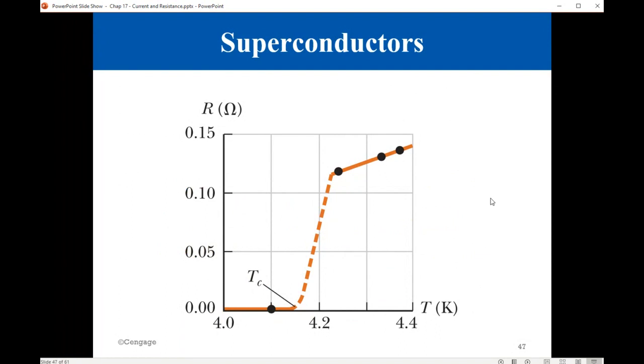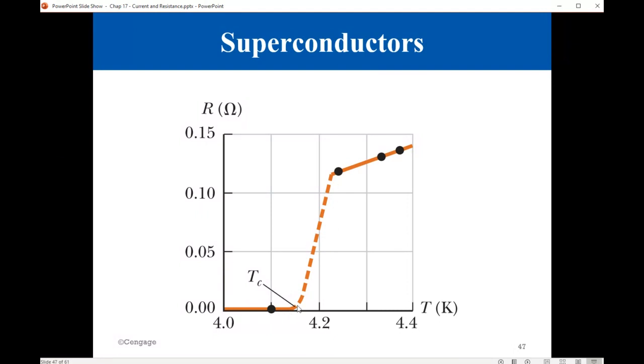All conductors, if you continue cooling them, you will reduce the number of collisions between the elements. So at one critical temperature, they become superconductors. Superconductor means zero resistance. So the resistance here drops to zero. If the resistance is zero, this means the current will be infinite, because the product of resistance and current is equal to the voltage difference. If the resistance is zero, then the current is infinity.